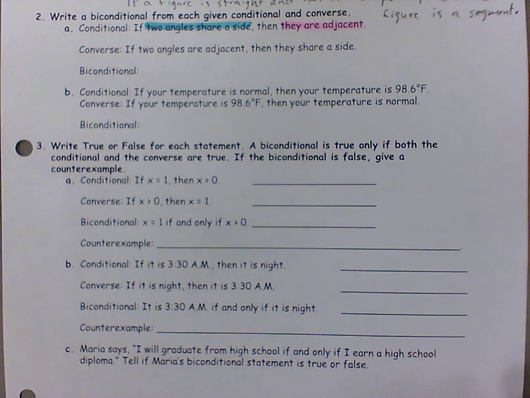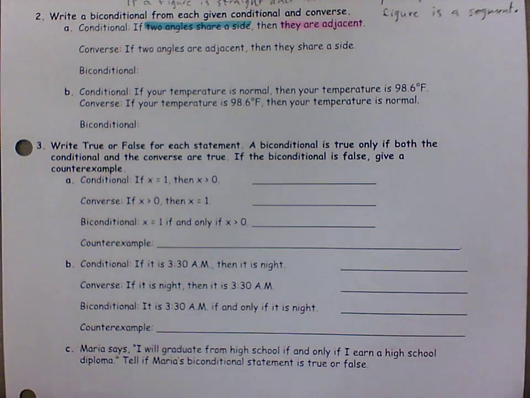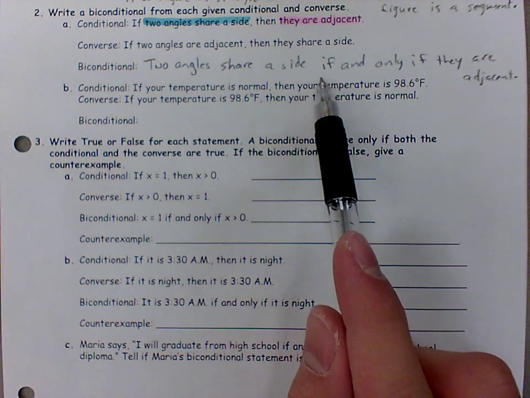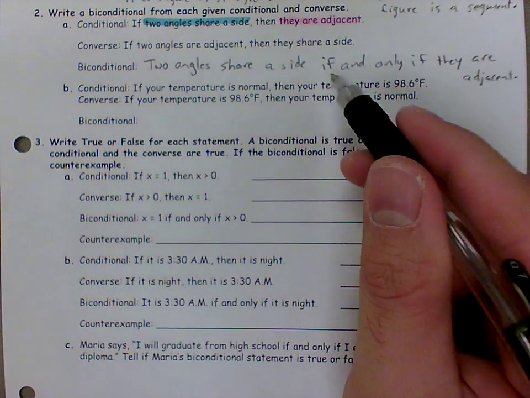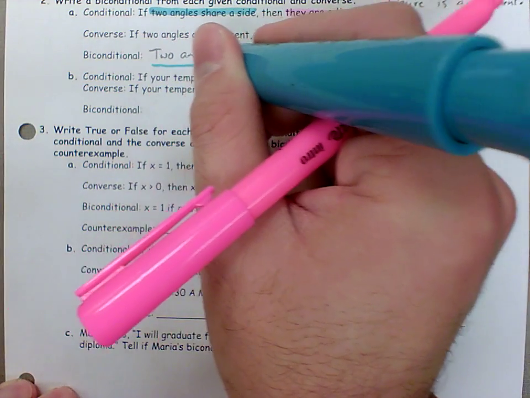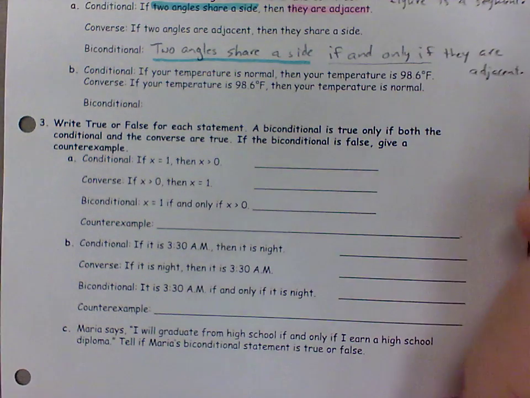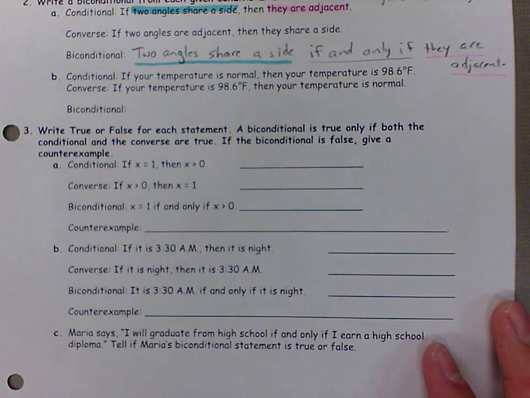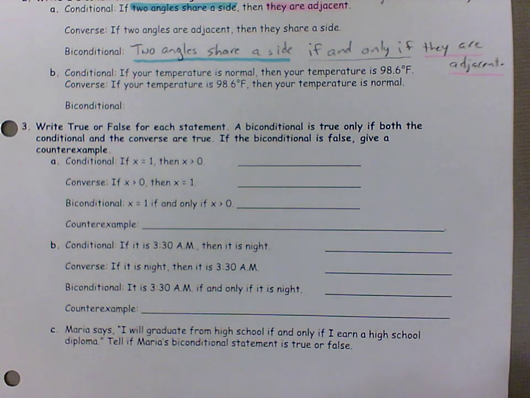Remember, you're going to use the hypothesis and then say if and only if, and then write the conclusion. So my biconditional would be: two angles share a side if and only if they are adjacent. So remember, we need that if and only if statement to make it a biconditional. We need our hypothesis, which is two angles share a side. And we need the conclusion: they are adjacent. So once again, it follows that pattern of P if and only if Q.